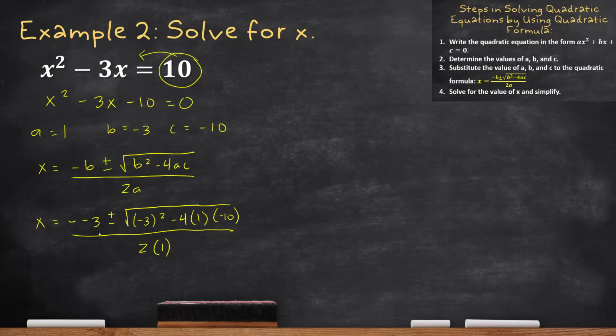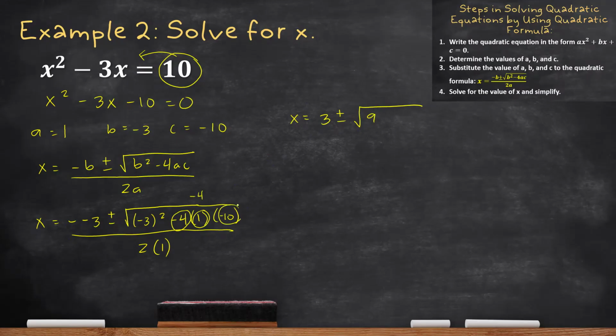So negative 3, this will become what? Positive, right? So we're going to have now x equals 3 plus or minus the square root of, this is now negative 3 squared. So negative 3 times negative 3, that is positive 9. And then we're going now to multiply negative 4 times 1 times negative 10. So negative 4 times 1, that is equal to negative 4.